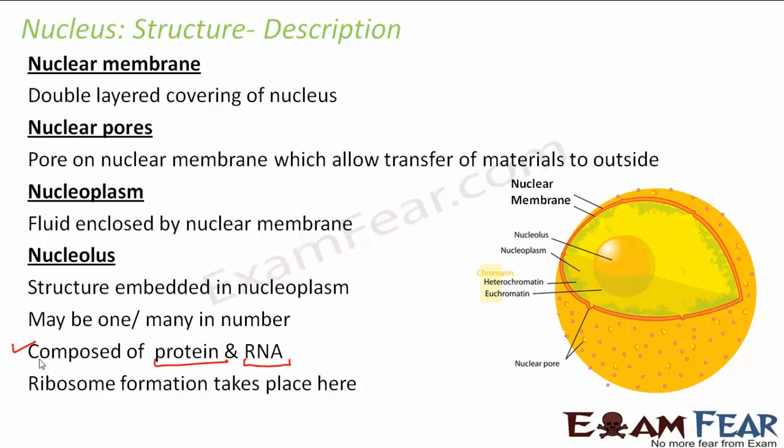Ribosome formation takes place here. So what is ribosome now? When I was talking about the different cell organelles, ribosome was one of them. We will talk about ribosome in our next slides, but here what we are trying to say is that ribosome is a cell organelle and ribosome is formed inside the nucleolus. So this is again a function of the nucleolus, that it helps in the formation of ribosome, which is a cell organelle, that means it performs a specific function.